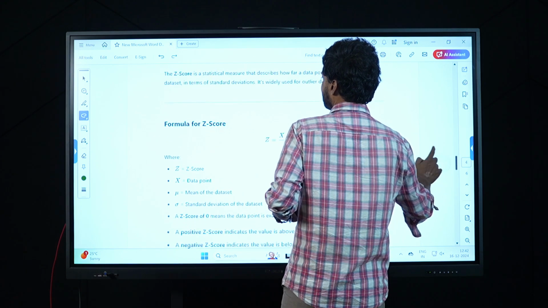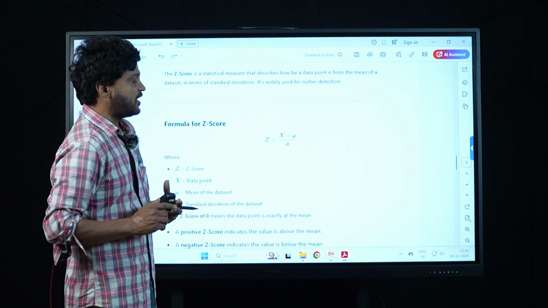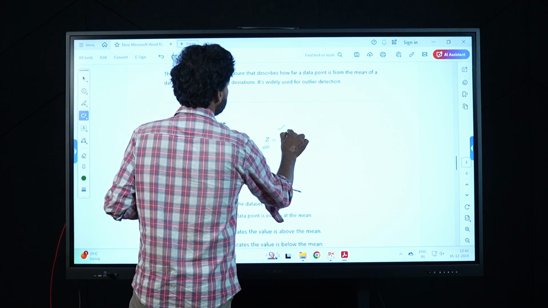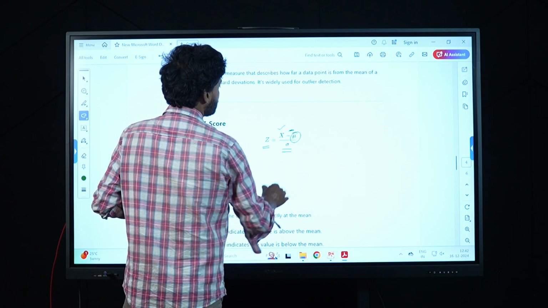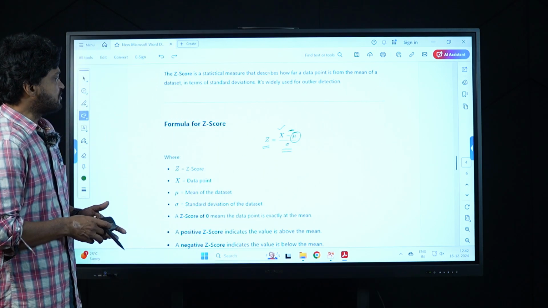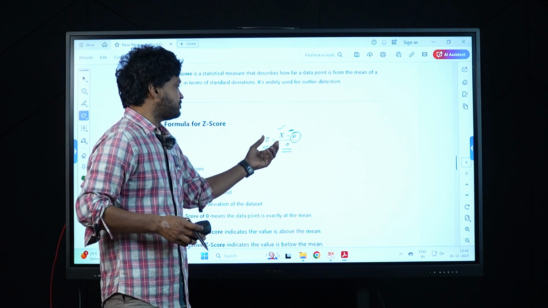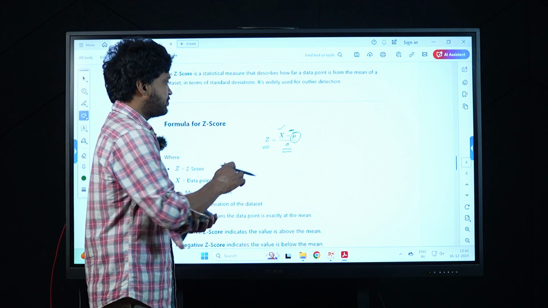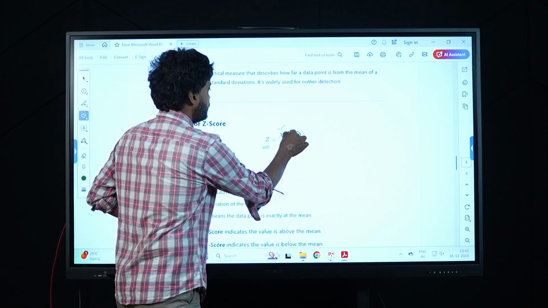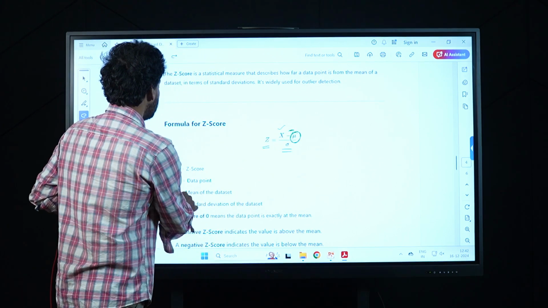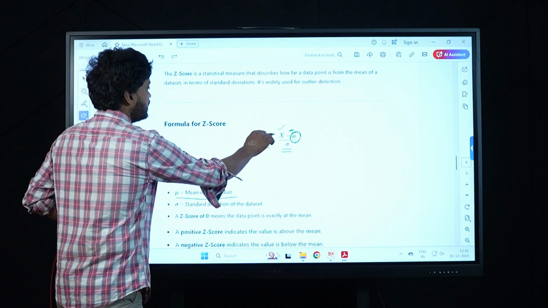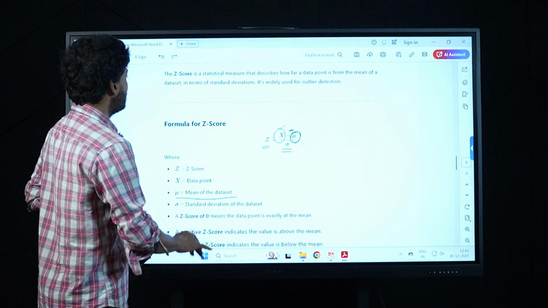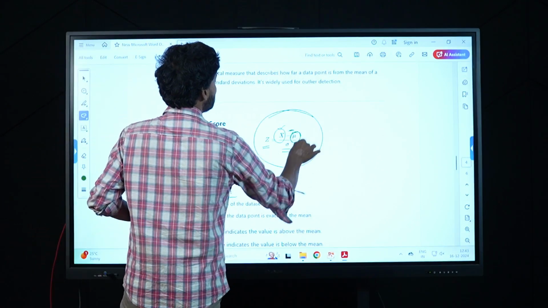What is a Z-score? How will you be able to calculate a Z-score? Z is equal to the data point minus the mean, divided by the standard deviation. Mu is the mean of the data set. So this is the data point minus the mean divided by the standard deviation. This is how you're going to calculate the Z-score.